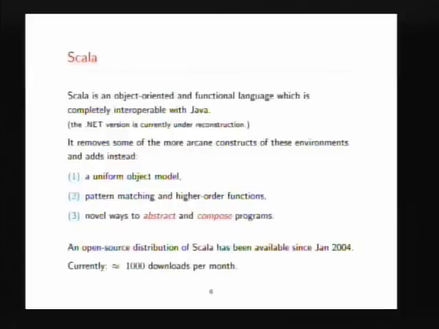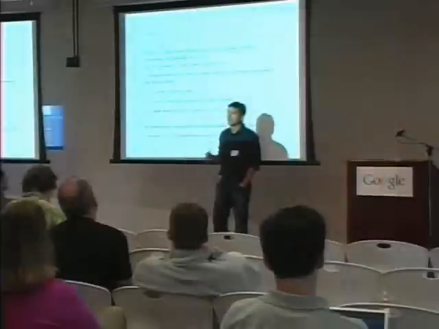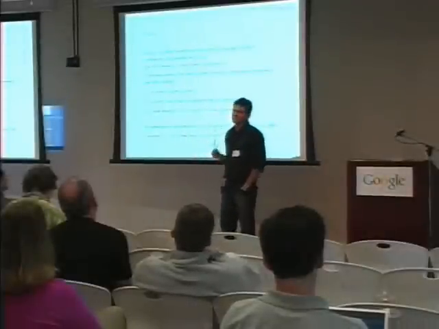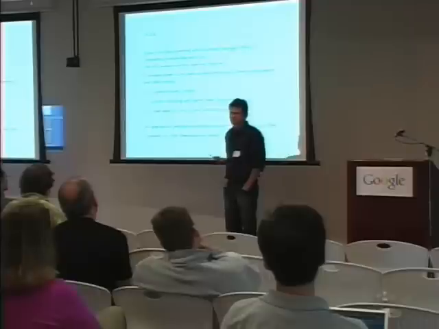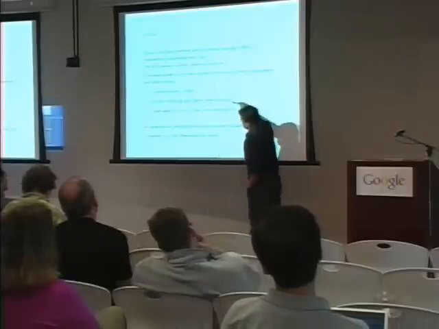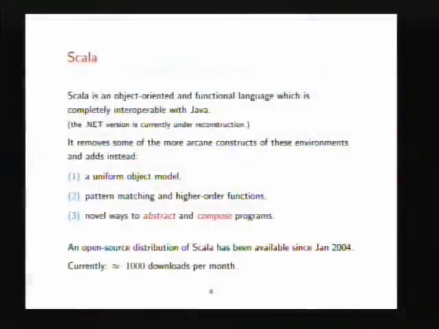That's something pretty arcane. And we added instead, from the object-oriented side, the idea of a uniform object model that's been well proven in a lot of languages, starting with Smalltalk. From the functional side, we added pattern matching and higher-order functions. That's sort of your standard constructs that you see there. And we did not only take things that were known from before, but we also found out in the course of the project new ways to abstract and compose programs. And I'm going to talk more about this.